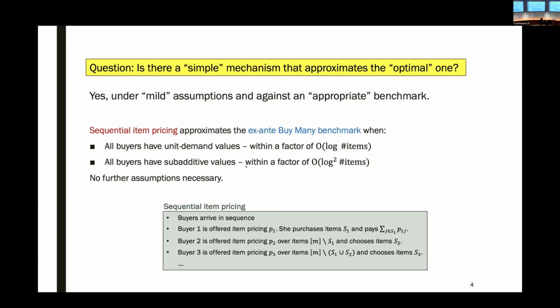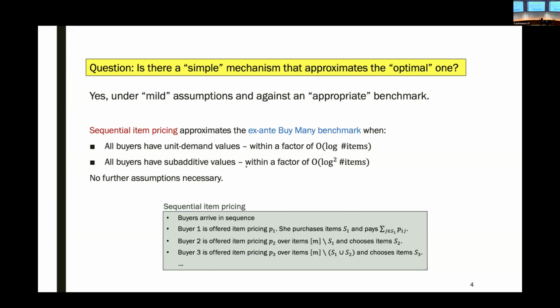So we interact with the buyers in this sequential fashion. Every time we interact with the buyer, we offer just an additive or item pricing. Okay, so that's the simple mechanism. And we're going to argue that relative to this benchmark, the sequential item pricing obtains a worst case approximation.